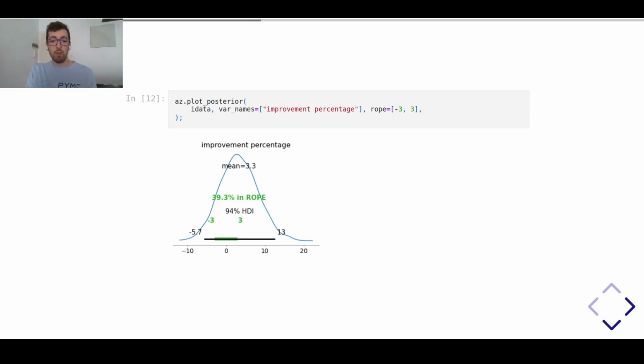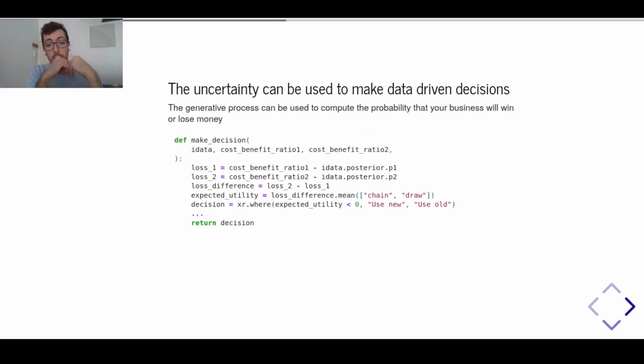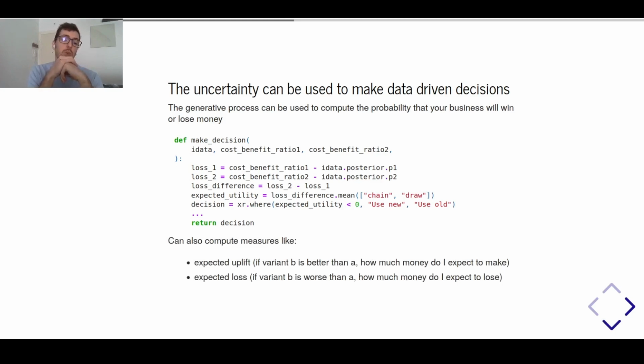Again, to make things even easier for stakeholders, you can incorporate business logic into this and incorporate, for example, what's the probability that they'll lose money, or what's the cost-benefit ratio if I deploy one variant versus the other? These two cost-benefit ratios could be different. And then you could compute the loss or the risk of changing or losing money. Or you could compute other metrics, like what's the expected uplift? So if the new variant performs better than the old variant, how much money do I expect to make? Or you could compute your expected loss. So if the new variant is worse than the old variant, how much money do I expect to lose?